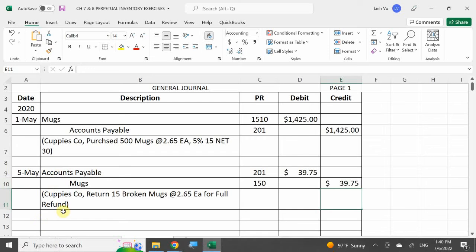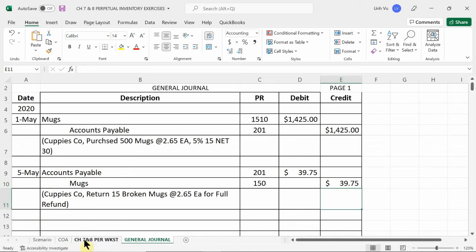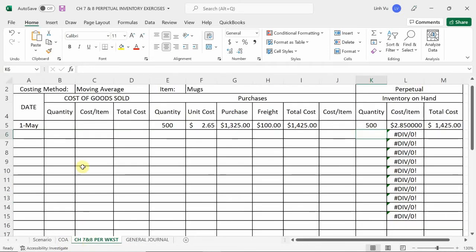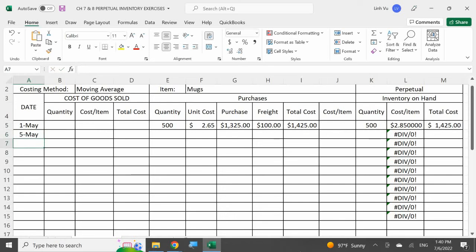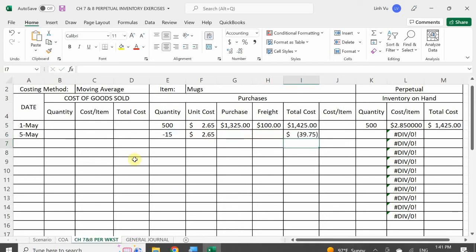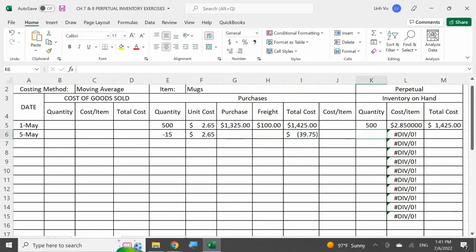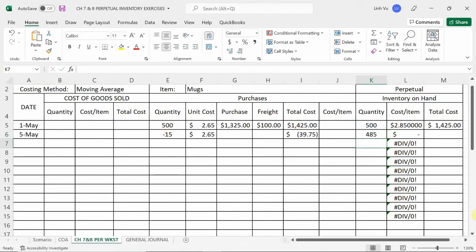So I need to update my inventory by going to my inventory worksheet, and today is the 5th. This time I am reducing my inventory by 15. It's still $2.65, so my total cost is 15 times $2.65, which is $39.75. Am I reducing my quantity? Yes, I'm reducing it by 15. So I should have 485.